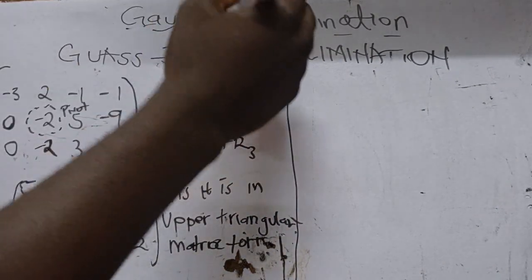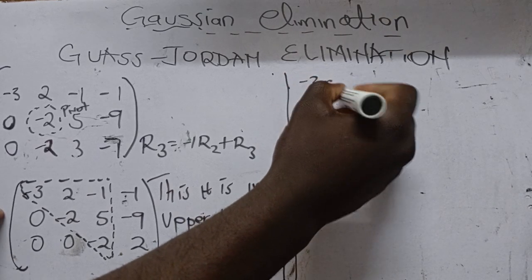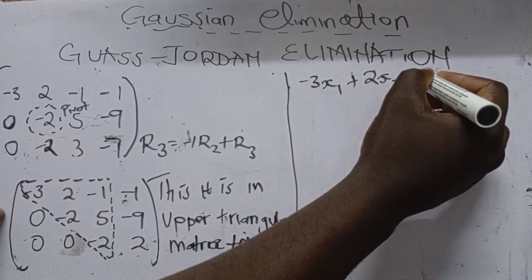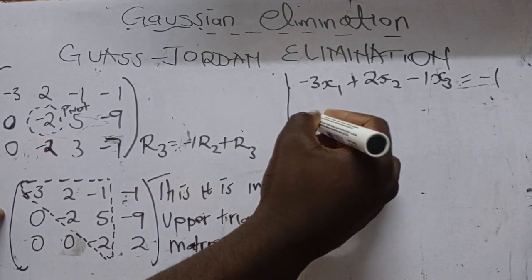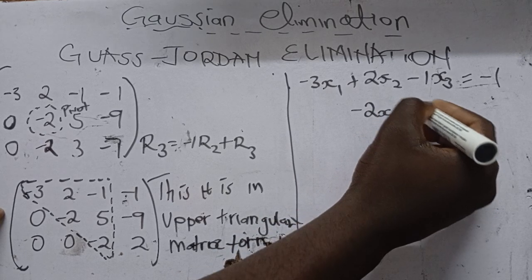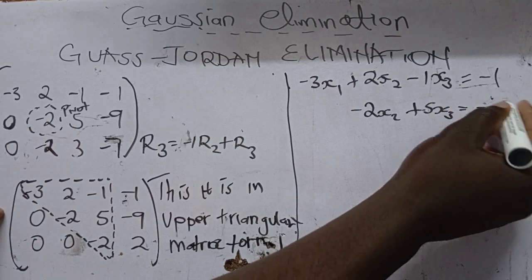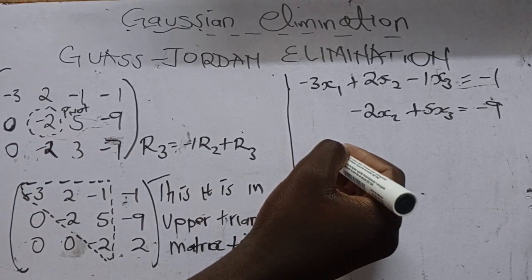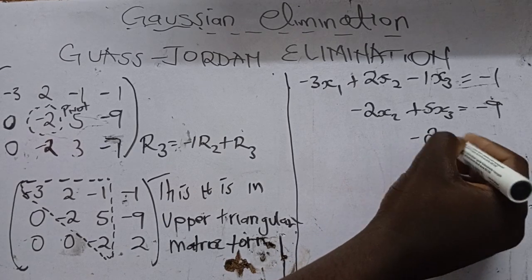We will now substitute everything: negative 3x1 plus 2x2 minus 1x3 is equal to negative 1. Then this one is negative 2x2 plus 5x3 is equal to negative 9. Then this is 0, 0, and negative 2x3.